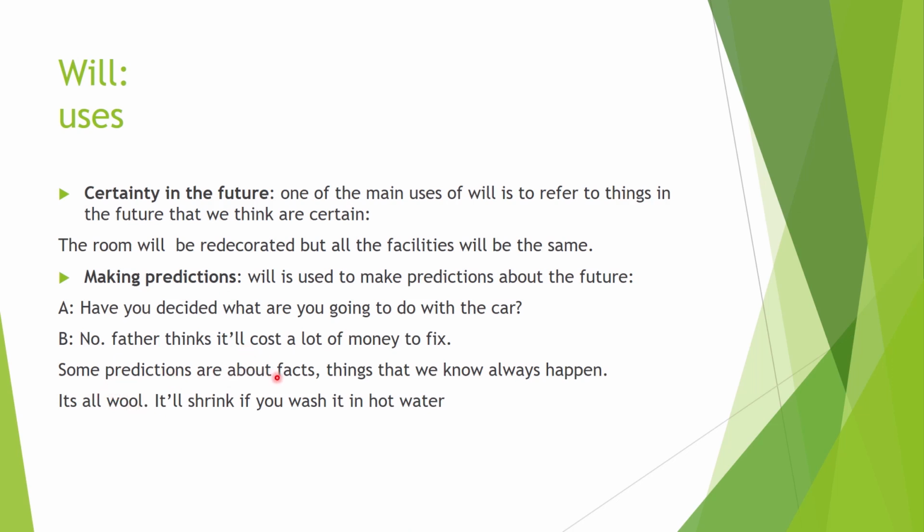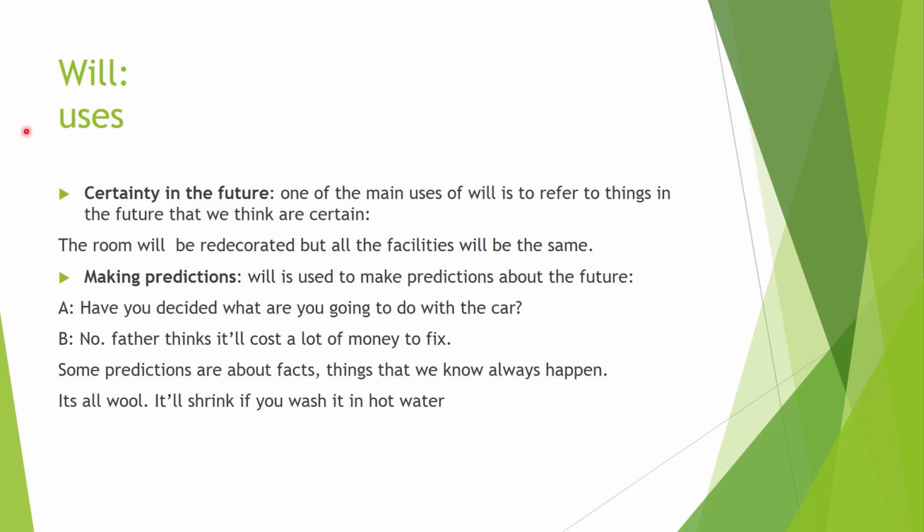Some predictions are about facts. Some are facts, things that we know always happen. So they are what? They're facts. Look at the example. It's all wool. It'll shrink if you wash it in hot water. So this is a fact. When we wash wool in hot water, it is going to shrink. So we can use will here. It's a fact. This prediction is about a fact.